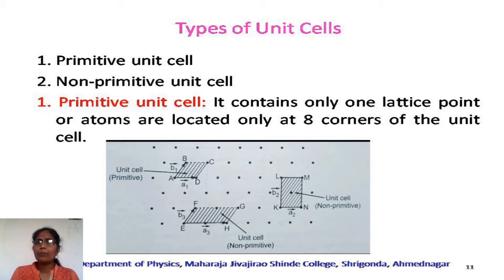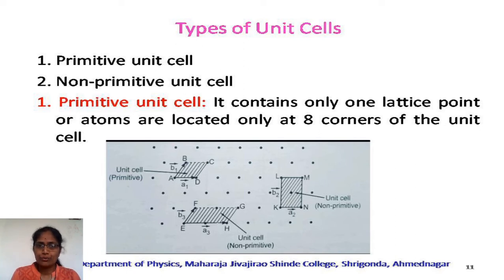So, every non-primitive unit cell is also a primitive unit cell. But every primitive unit cell will not be a non-primitive unit cell. Because in case of a non-primitive unit cell, there are 8 corner atoms, but in addition to these 8 corner atoms, there are extra atoms which are situated in the interior of the unit cell. Therefore, the number of atoms per unit cell will not be 1. It is more than 1. And such unit cells are called non-primitive unit cells.